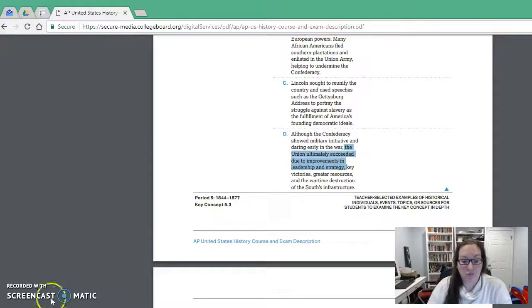And then it says key victories, so Antietam in 62, Gettysburg, and the day after Gettysburg on July 4th is the Battle of Vicksburg, where we get to Mississippi. So important key victories. Greater resources, like I said, period 4 in the Triple Revolution, and the wartime destruction of the South's infrastructure.